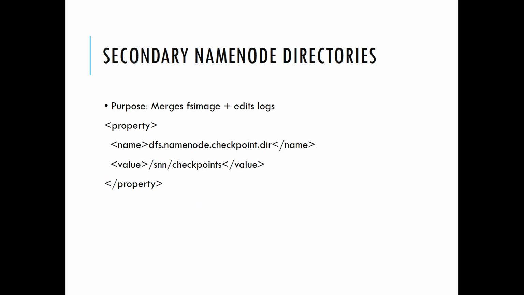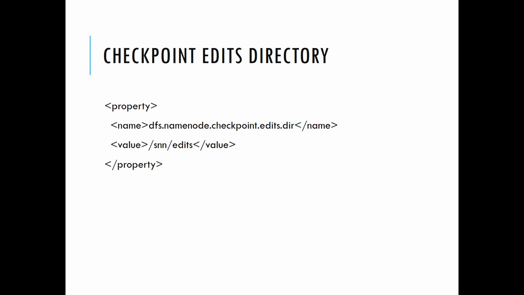The Secondary NameNode isn't a backup, as commonly misunderstood. Its main role is to periodically merge the fsimage and edits logs to create a new checkpoint. This is configured through the dfs.namenode.checkpoint.dir property, where checkpoint data is stored, typically in a directory like /sn/checkpoints. In addition to the checkpoint directory, the Secondary NameNode also stores intermediate edit logs. These are configured using the dfs.namenode.checkpoint.edits.dir property. Keeping checkpoints and edit logs in separate directories helps maintain organization and supports failure recovery.